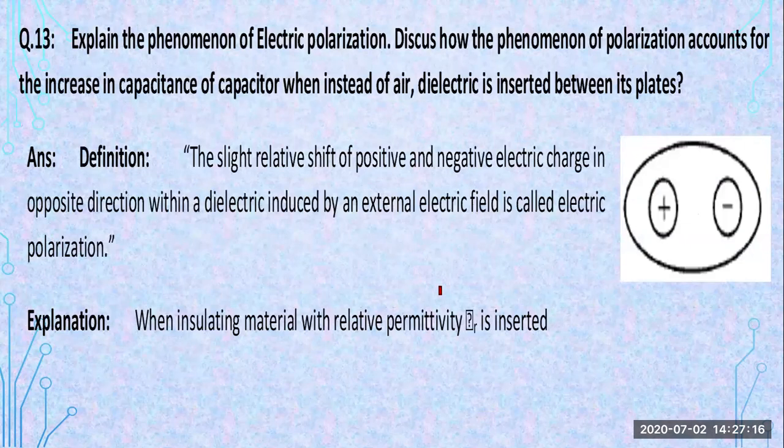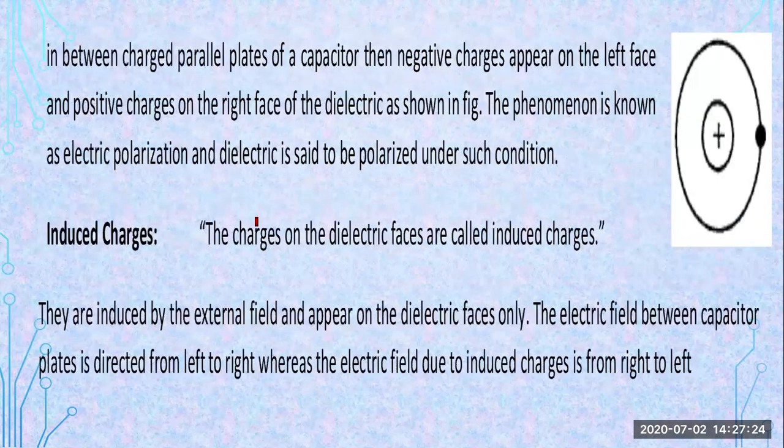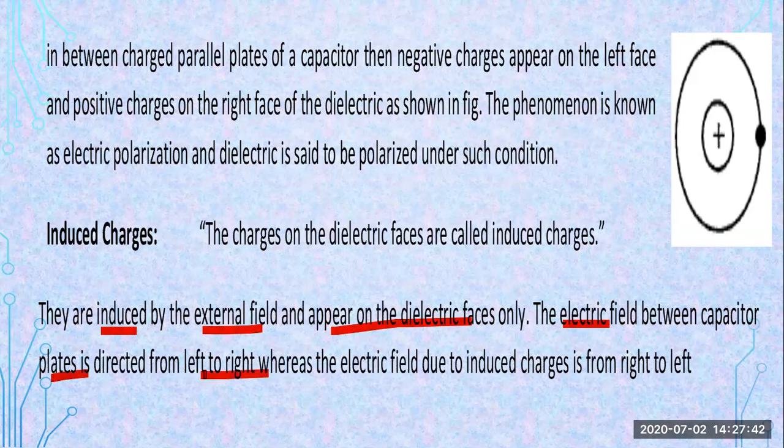So this is basically epsilon r, the relative permittivity of the material which you have introduced between the two plates. So what happens with induced charges? The charges on the dielectric faces are called induced charges. They are induced by the electric field and appear on the dielectric faces only. The electric field between the capacitor plates is directed from left to right, whereas the electric field due to induced charges is from right to left.